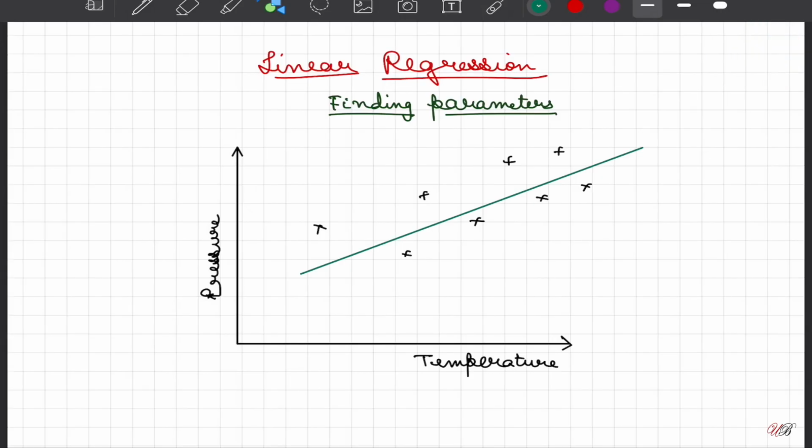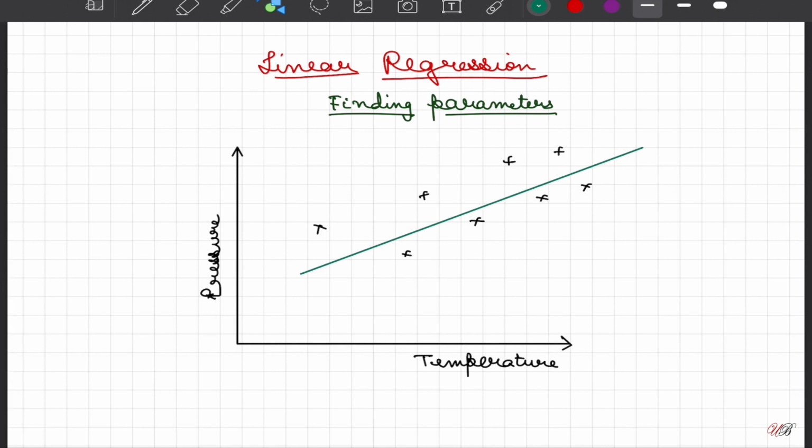Dear students, welcome to our second lecture on linear regression. In this lecture, we will focus on the concept of how to find parameters for linear regression. We will consider the case of both univariate as well as multivariate regression, and we will focus on the ordinary least square method in this video.